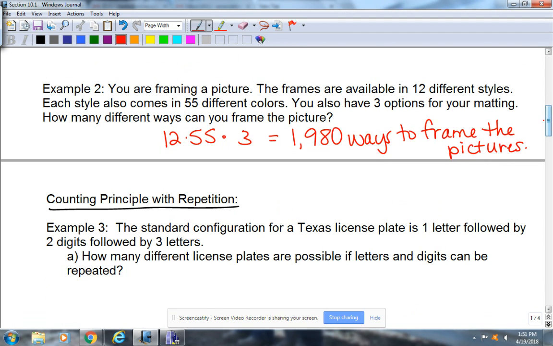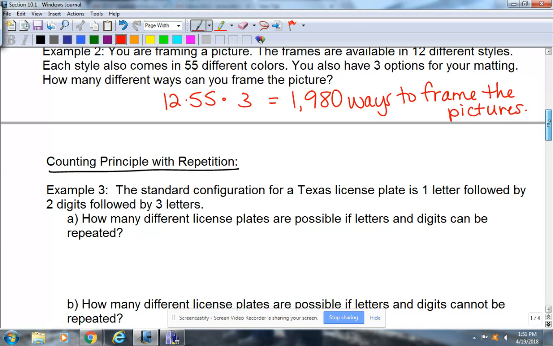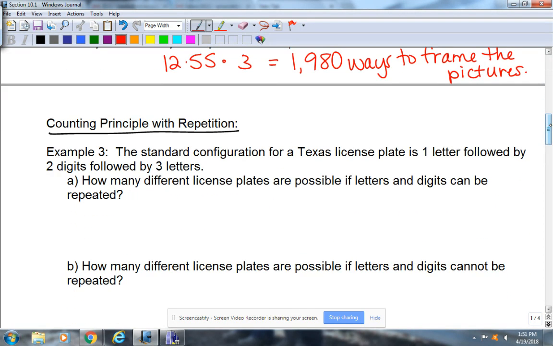All right, let's talk about some more counting principle stuff. And these are with repetition.